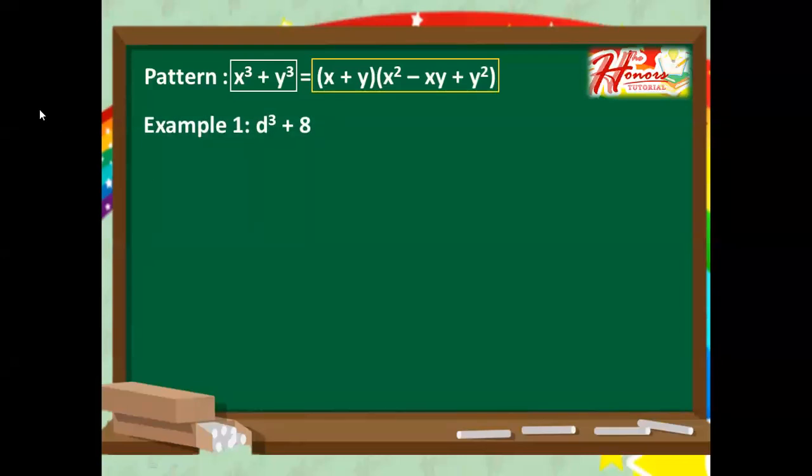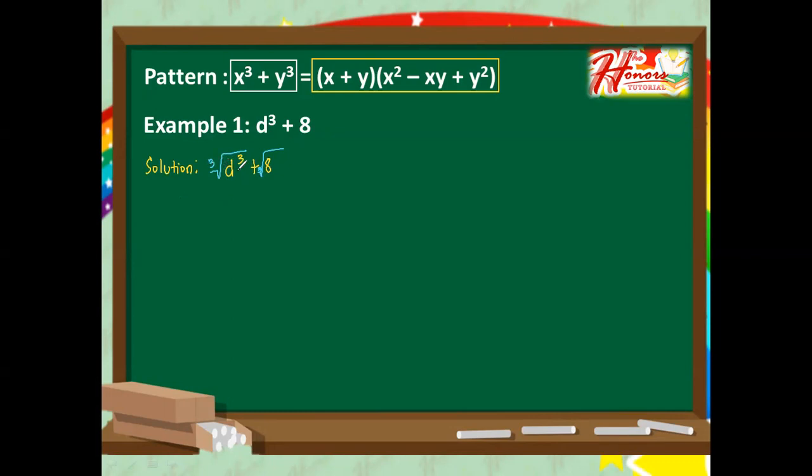Let's write our solution here below. Let me just write the word solution, and then I will just copy the given. That's d cubed plus 8. And then we have to get the cube root of d cubed and the cube root of 8. Please do not mind this operation in between them, which is addition.